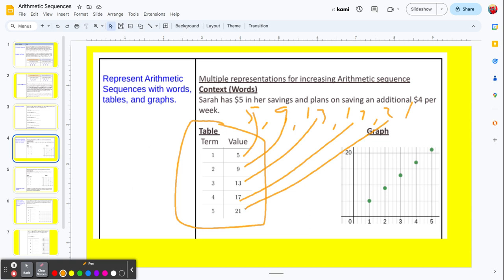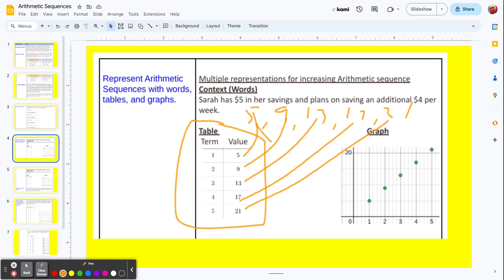Now we can also put it on a graph. Okay, if we put it on a graph, we have discrete points because the x-axis, or the horizontal axis, if you will, is the term number. So term 1, term 2, term 3, term 4, term 5. Right? You can't have a partial term. So those are term values. And then the vertical axis, or the y-axis there, would be the actual value.